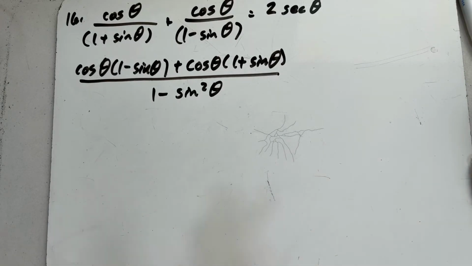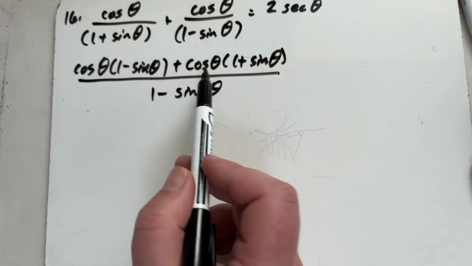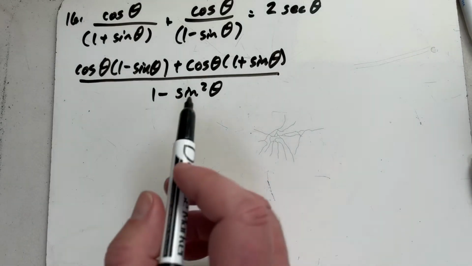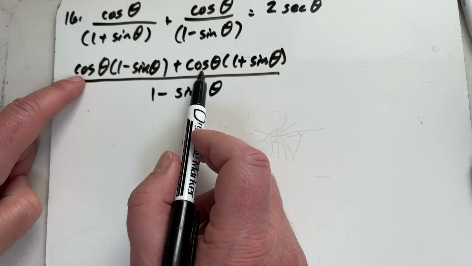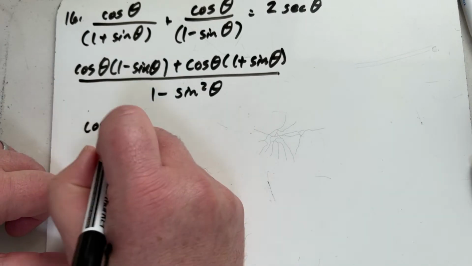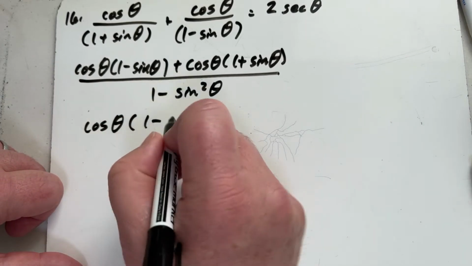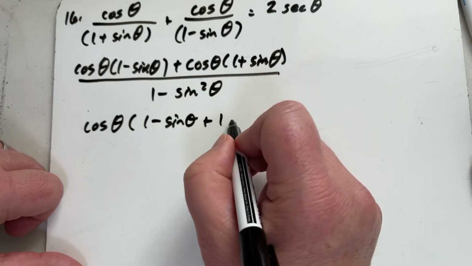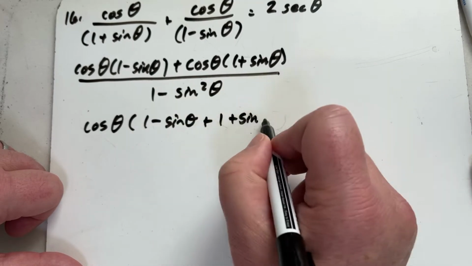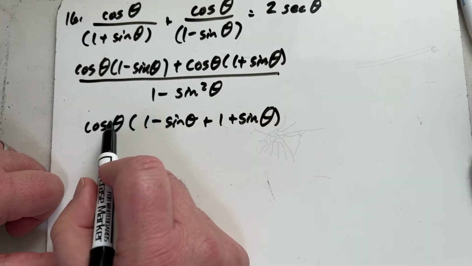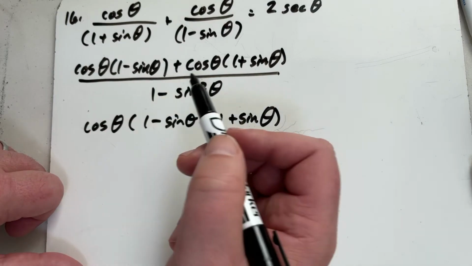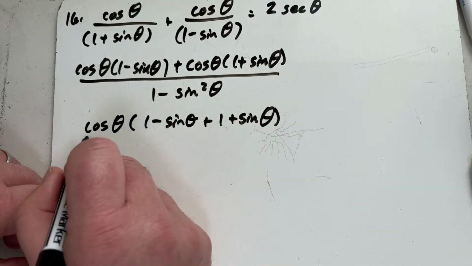So we have a few options here. If we distribute these cosines, it'll make a big old mess that we can't do anything with. So let's go ahead and factor a cosine out of both of those. So I'm going to take a cosine out of each of those, and I'm left with 1 minus sine plus 1 plus sine. All right, that's what I have. If I were to factor this back in, I would get our first line.